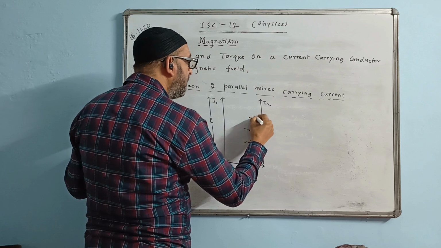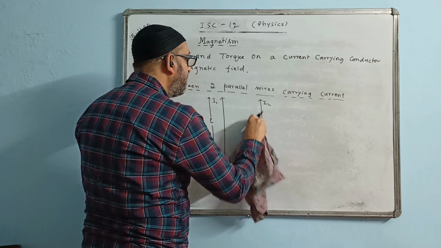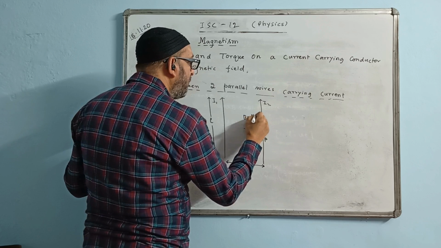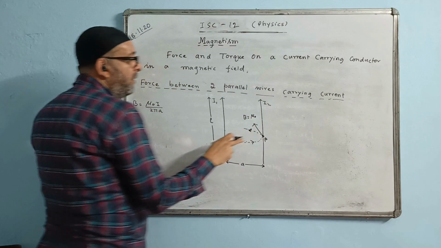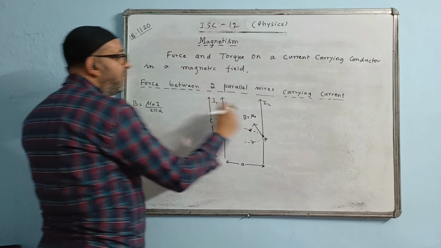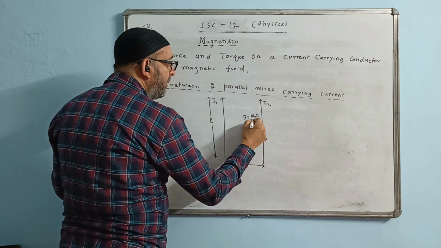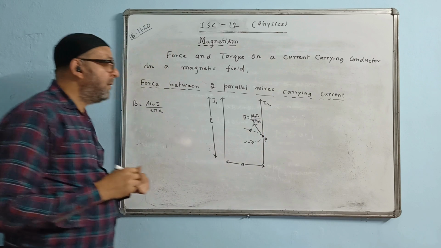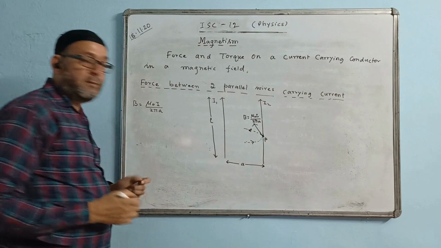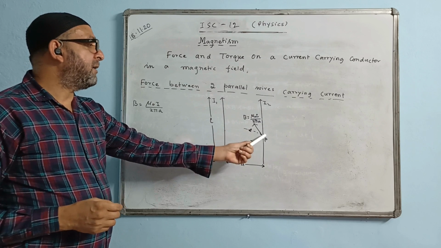And what is the value of B? The value of B is equal to mu naught I, but which I? This one. The magnetic field is there because of this current. What is the value of this current? I1. And the distance from the wire is how much? A. So it is 2 pi A. And it will be acting perpendicularly inward like this. So now the force will be acting on the second conductor.